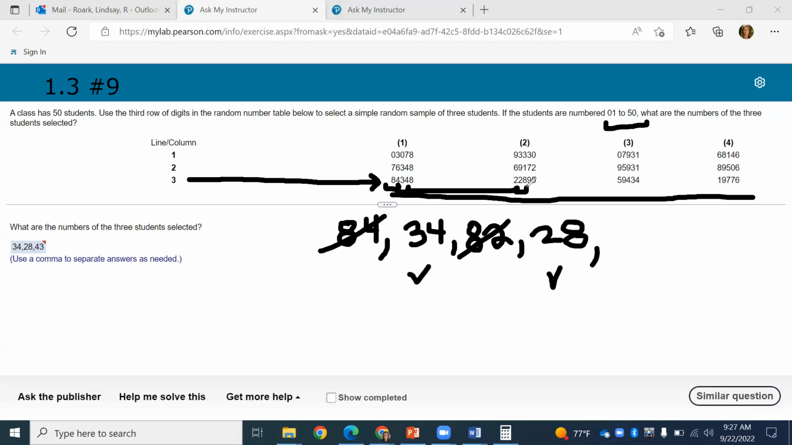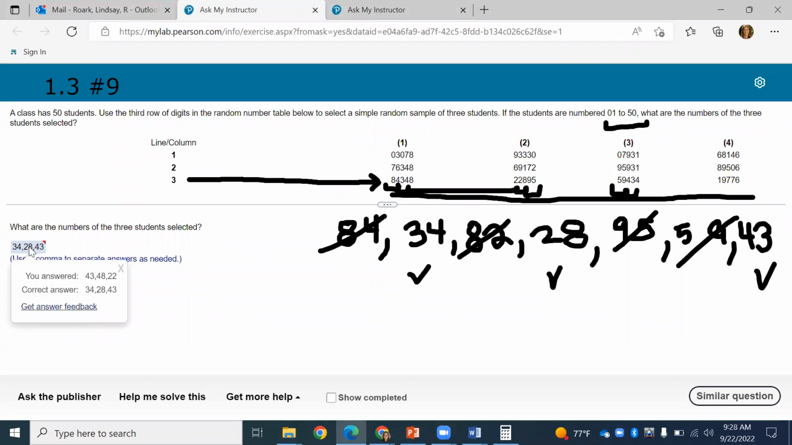I'll do this again. My next 2 numbers are 9, 5. Garbage. Can't use that because 95 is not between 1 and 50. We got to keep going. 59 are my next 2 numbers. Again, not useful. My next 2 numbers are 43. Hallelujah. I was able to find the number that I was looking for because I have the 3 that I need to get. So that's how we get 34, 28, and 43.